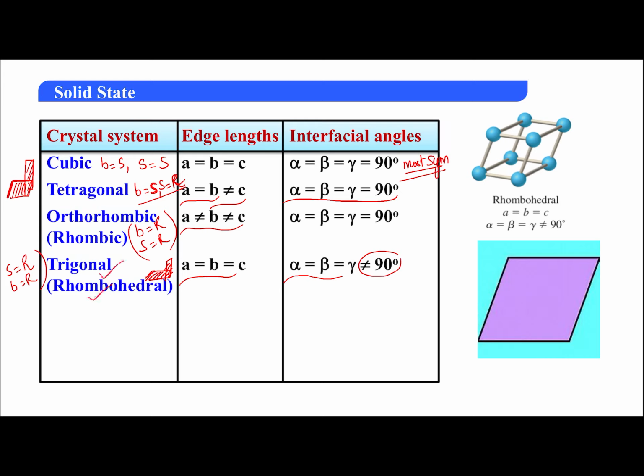Rhombohedral also has the name trigonal. So I have shown a simple rhombus. So imagine a rhombus as a base, imagine a rhombus as a side.